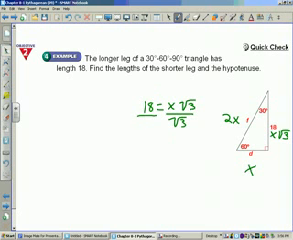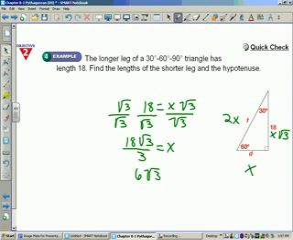And we clear the denominator, we rationalize the denominator. And so I end up with 18 roots of 3 over 3 equals x. So 6 roots of 3 equals x. And so now I can say d equals 6 roots of 3. F equals 2 times this, so it's going to equal 12 roots of 3. I need both of these written down.